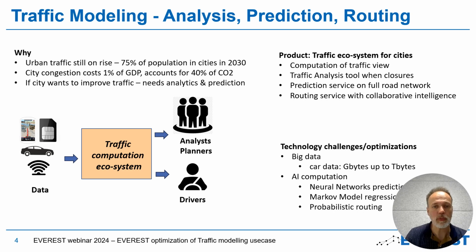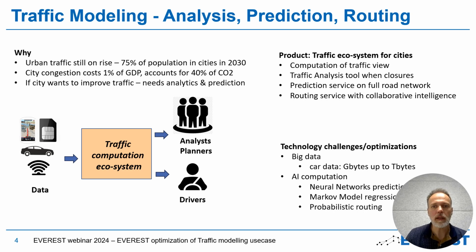So if city wants to improve the traffic, it needs some clever tools which provides them with analytics and predictions, so to understand what is going on their road network. Our ecosystem forms the product which ingests various data from road sensors, from cars, in terms of the GPS positions, possibly SIM cards, and provides outputs for analysts and planners, as well as functions for drivers.